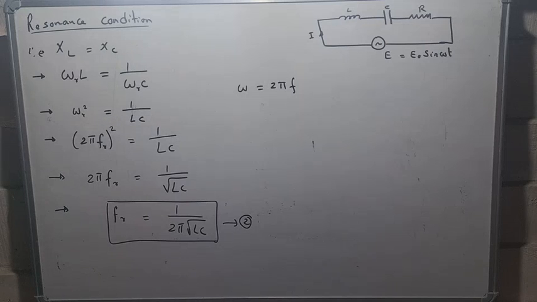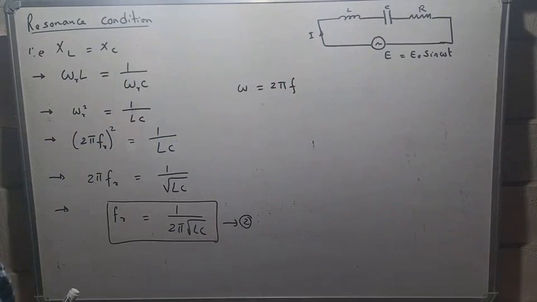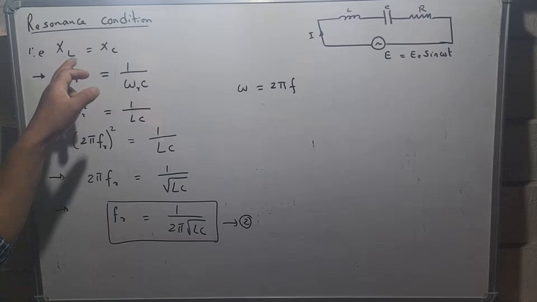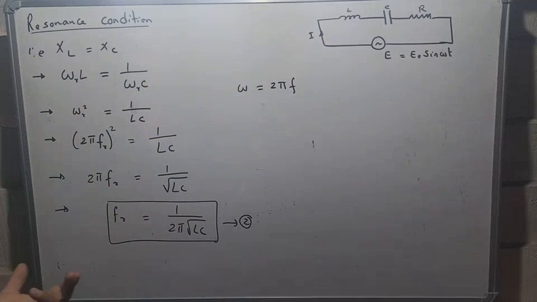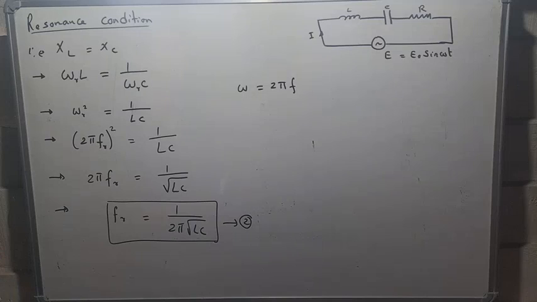So please note down here that when the circuit is resonant, it means that the resistance of these two components are equal. So when the resistance of these two are equal, what will happen? Because we know the capacitor and the inductor, the EMF of these two are acting in opposite direction. Therefore, when the resistance of these two are equal, the EMF of these two will cancel out, or I can say the resistance of these two will cancel out.